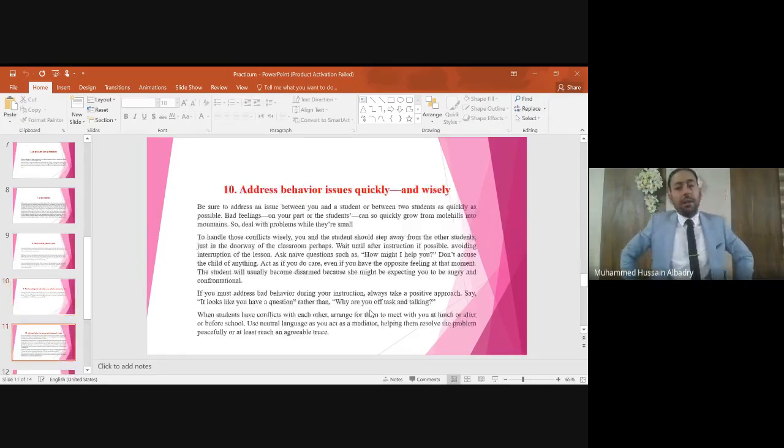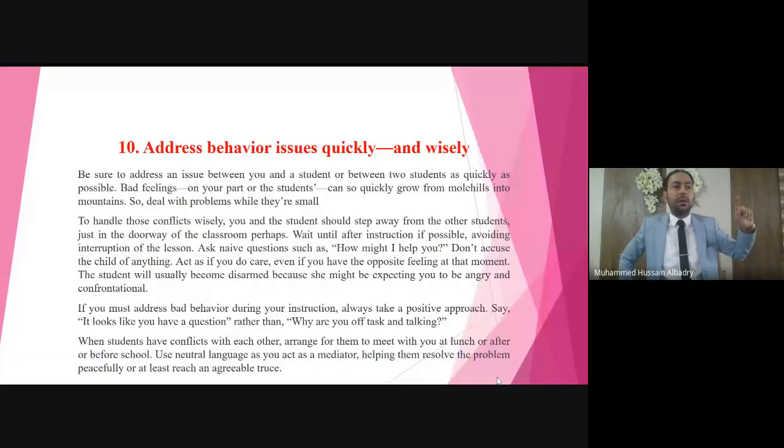عندنا بقى 3. Number 10, address behavior issues quickly and wisely. Behavior issues يعني مسائل تتعلق بالسلوك. If you find a problem, if a student does something wrong, you have to address it. You have to deal with it quickly and wisely. Quickly and wisely, you have to deal with the situation. Don't neglect it. Don't ignore it. مو تتجاهله. Don't ignore it.